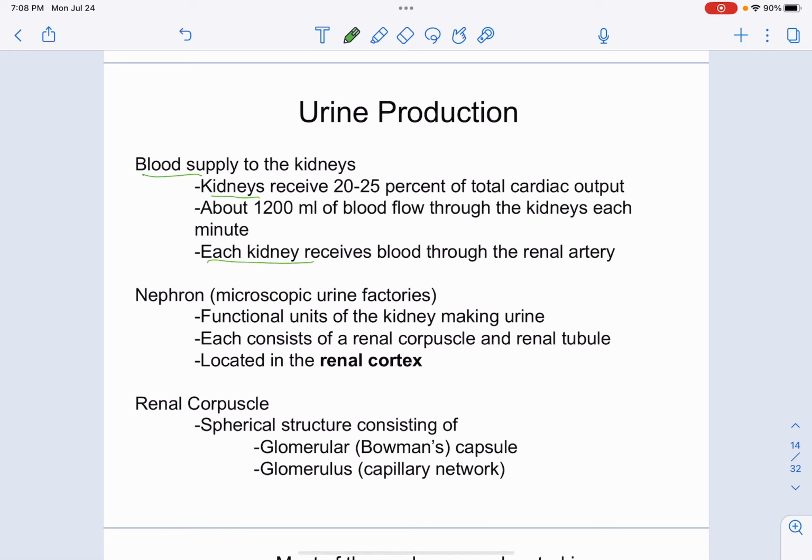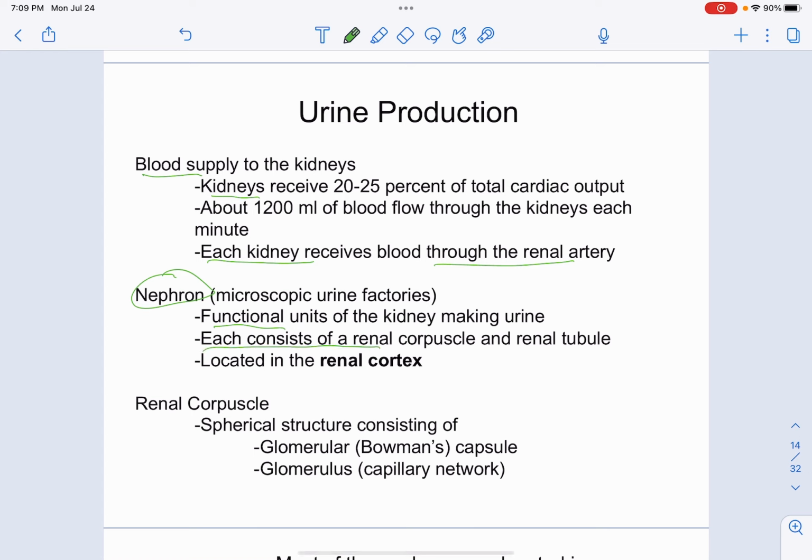So each of the kidneys is receiving blood through the renal artery. And then we've been through circulation, so you are now familiar with the arteries and the veins of most of the organs. What we're going to spend some time talking about is the nephron. That's the little urine factory. This is microscopic. You can't see it on pictures. You can see parts of it under the microscope, and we will attempt to do that in lab. So again, the nephron is the functional unit of the kidney. It is the little machine that is going to make urine.